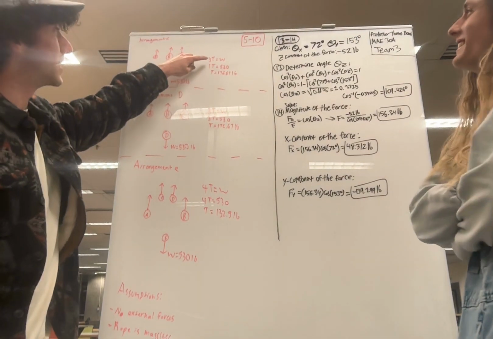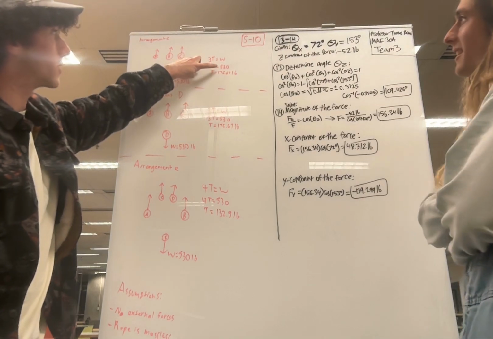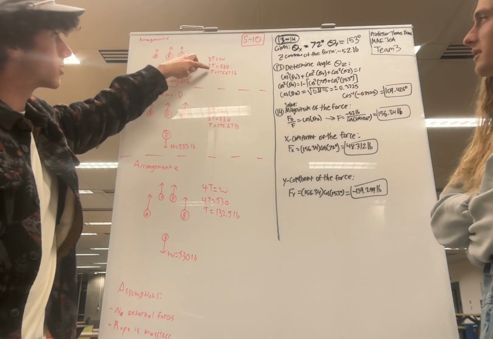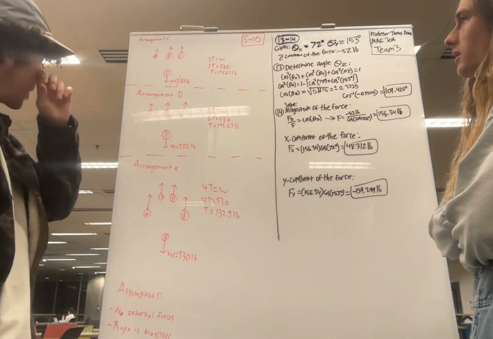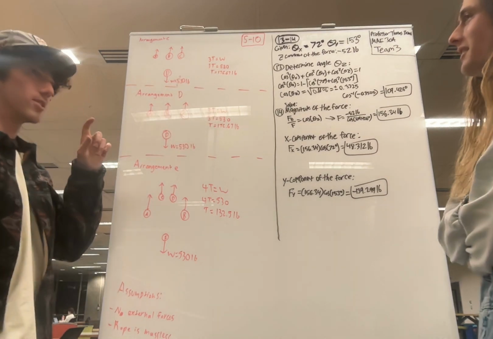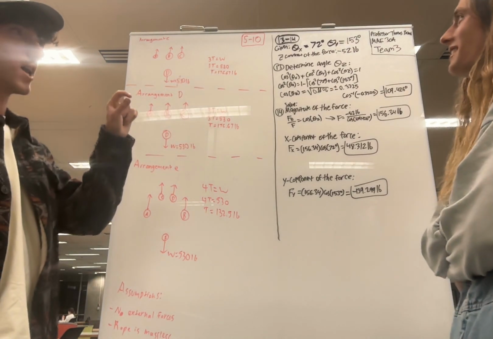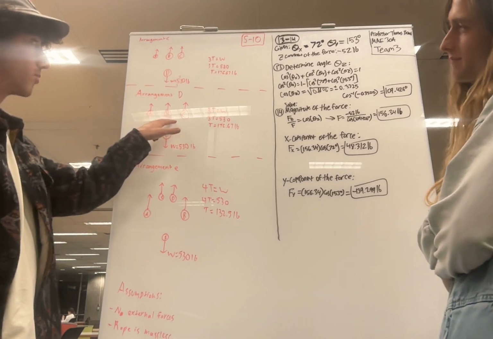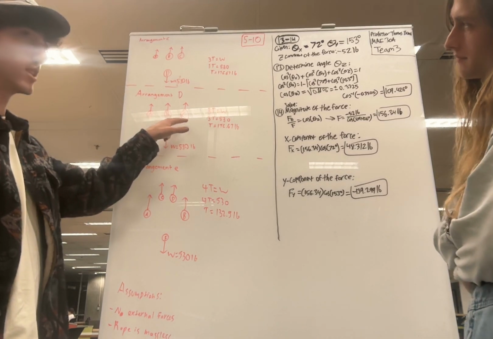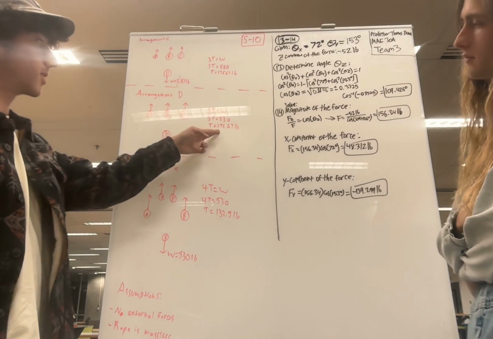So we could set up 3T is equal to W, where W is 530 pounds. And then from there, just solve for tension, which is 176.67 pounds. For arrangement D, there's a slight difference from where the rope goes off, but it doesn't actually matter because we still have the same 3 upwards forces in the same spots. So we end up getting the same exact thing.